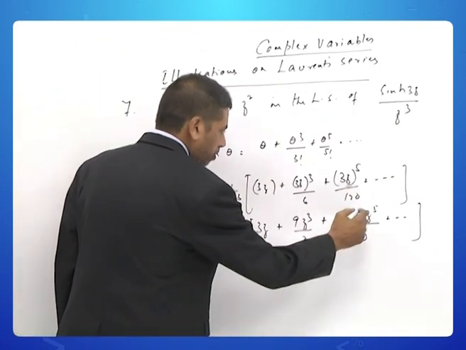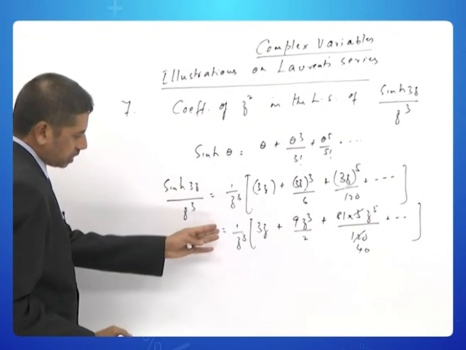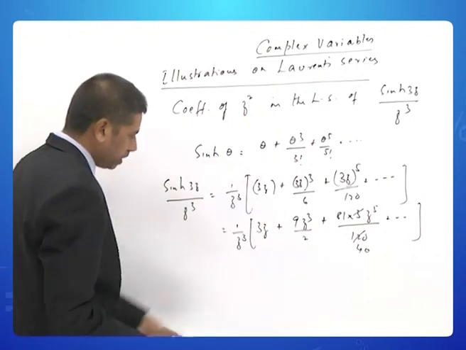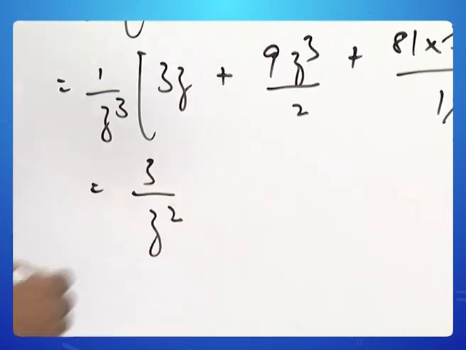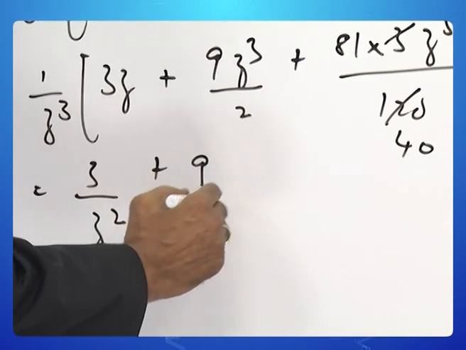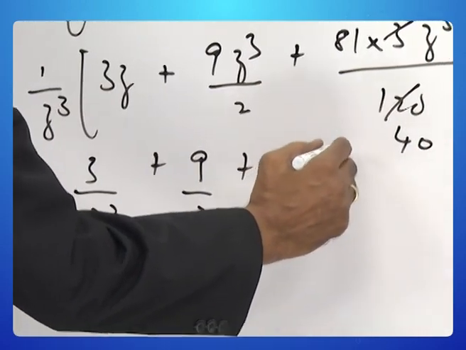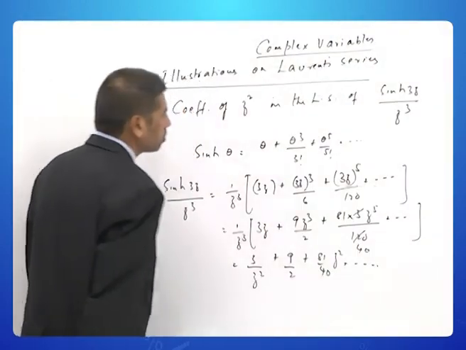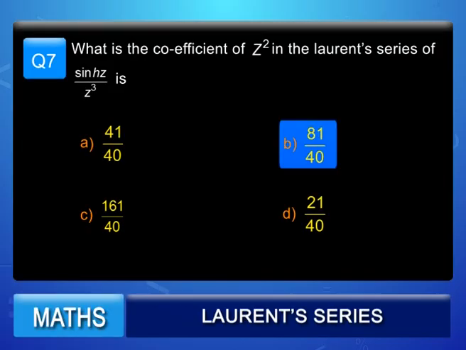So let's do some simplification. 3 cancels 40 times. Now you take 1 by z cube into the bracket. You will have 3 by z squared plus 9 by 2 plus 81 by 40 z squared and so on. We need the coefficient of z squared in the expansion, and the coefficient of z squared in the expansion is 81 by 40, and the option is B.